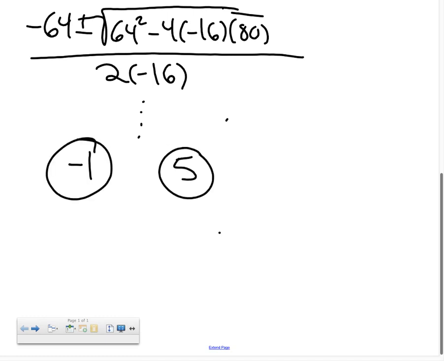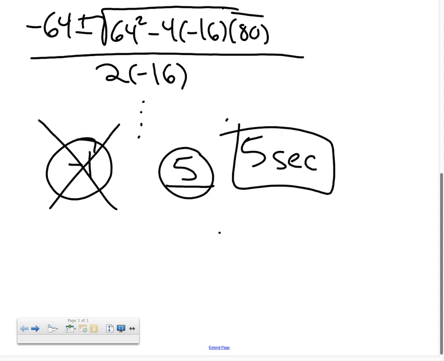Now, both of these are not my answers, though, because it's impossible to hit the ground twice. One of these answers does not make sense in my problem. Because remember, my question is, how long will it take to hit the ground? So my answer is a time measurement, and it doesn't really make sense for my time to be a -1 second. So I'm simply going to eliminate the -1, and +5 will be my answer. So it takes the rocket 5 seconds to hit the ground, because -1 seconds wouldn't make any sense.